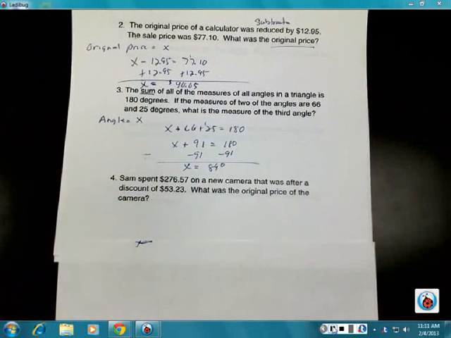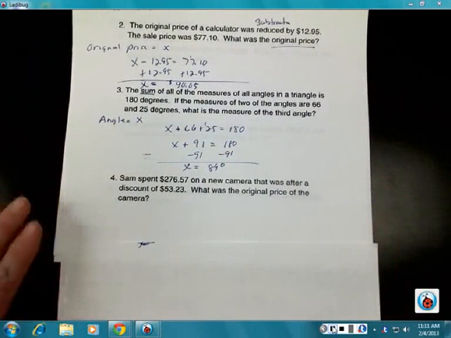Sam spent $276.57 on a new camera that was after a discount of $53.23. What was the original price of the camera? I think you can do that one too, right? You guys okay with that one? Okay. Hold on, let me know, I'm not ready.